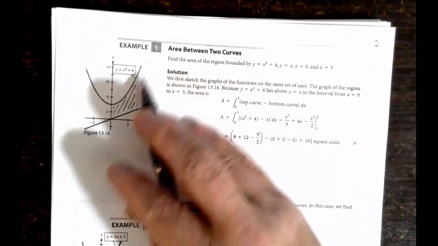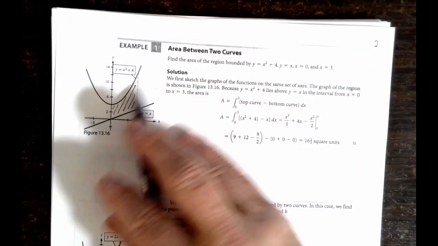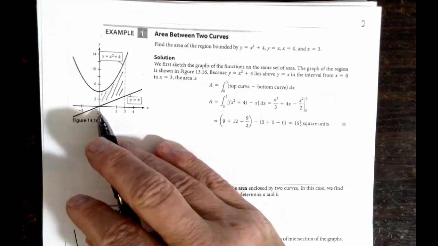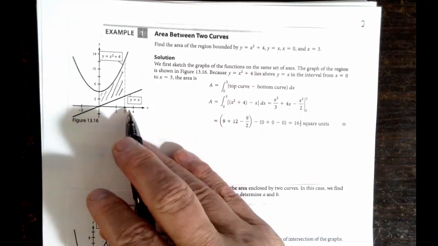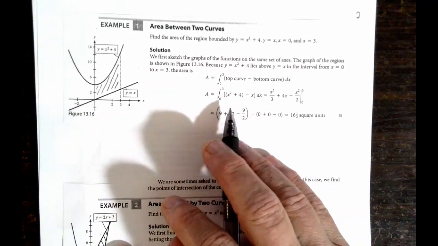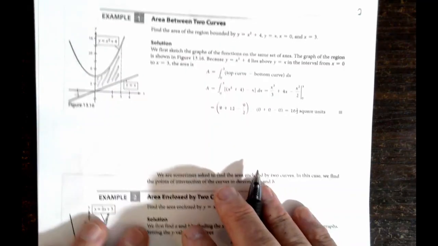So you got two curves here. One's technically a line and one's a parabola, and you take the top curve minus the bottom curve, and your integral goes from 0 to 3 in this case. So you just do your integration like you would normally, but with just two functions instead of one.